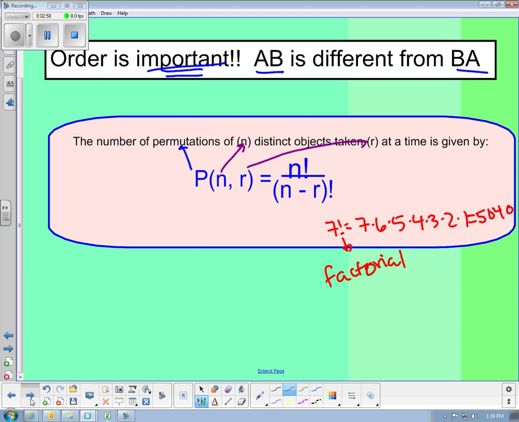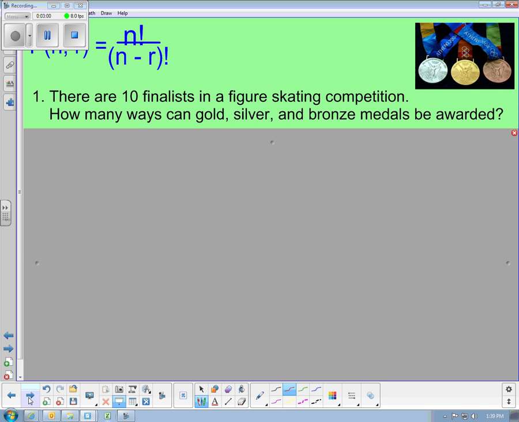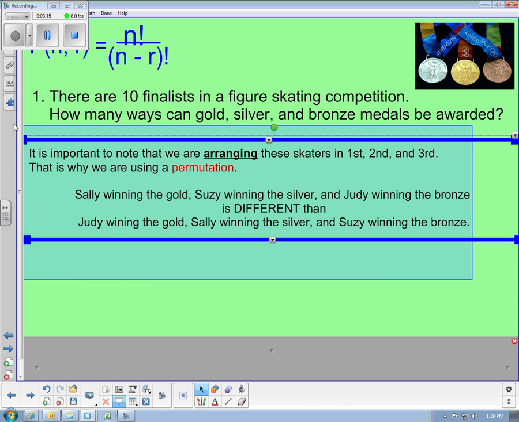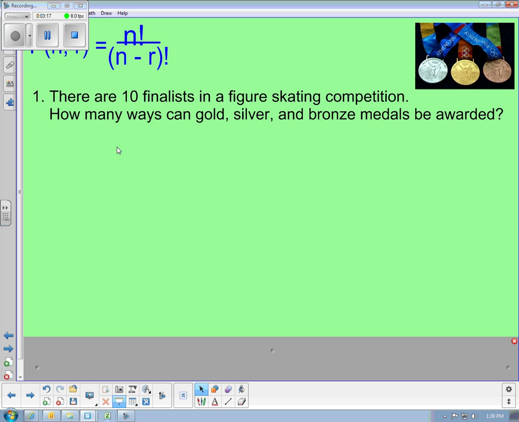So let's just do some examples. In number 1, it says there are 10 finalists in a figure skating competition. How many ways can gold, silver, and bronze medals be awarded? So what we want to consider is how many people are there and how many people are we choosing? In this case, we have a total of 10 finalists. That's our N. That's how many objects or how many people we have.